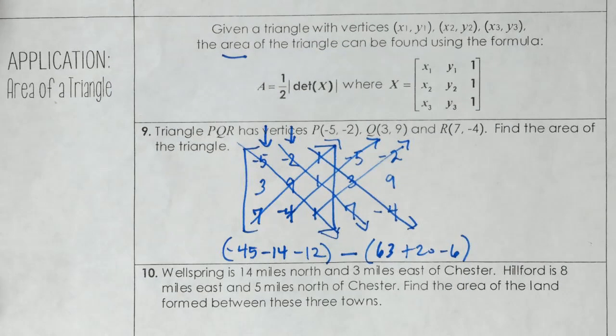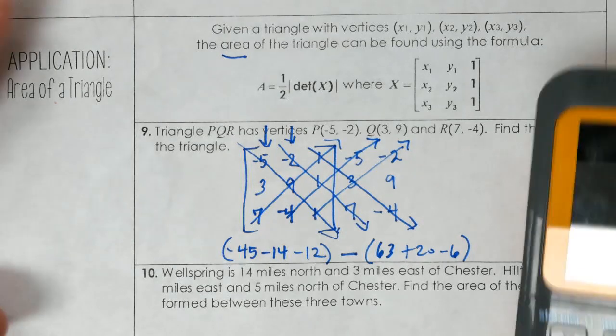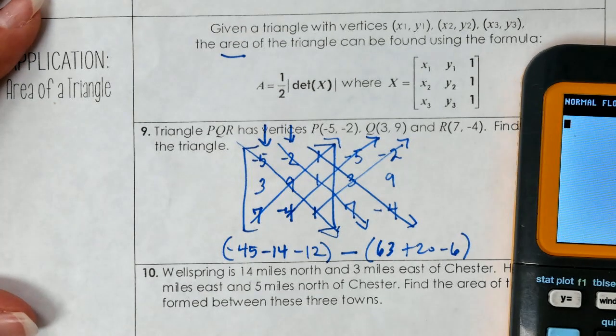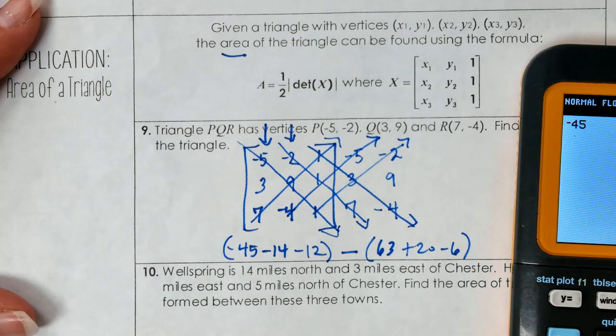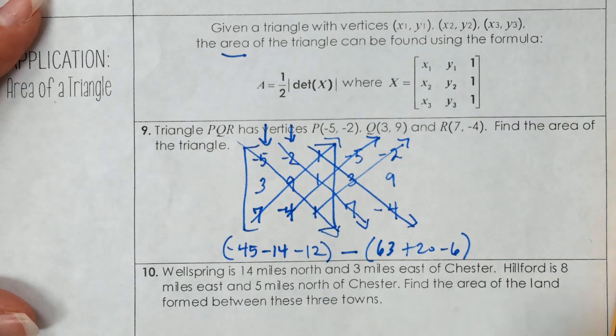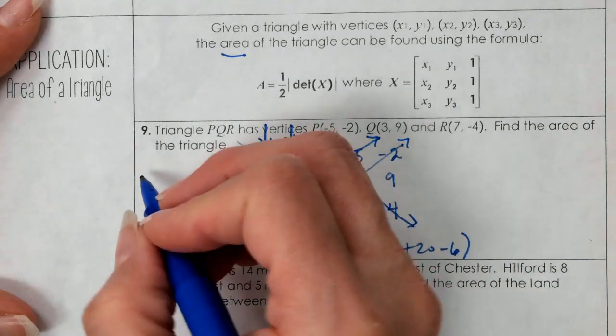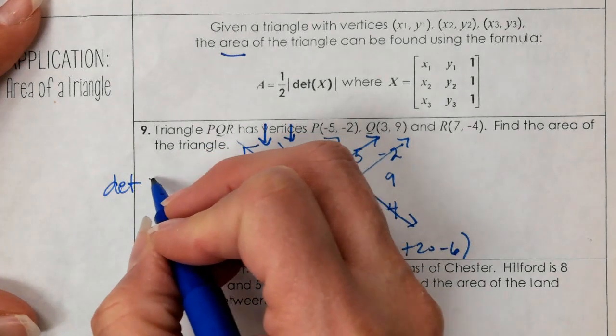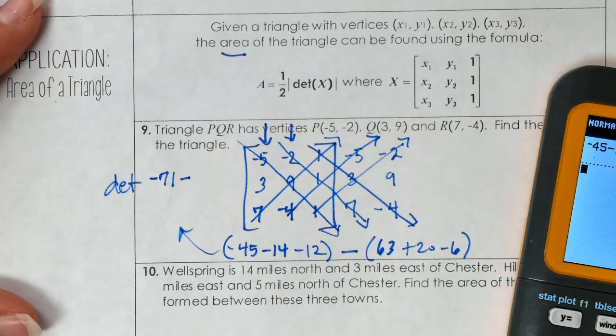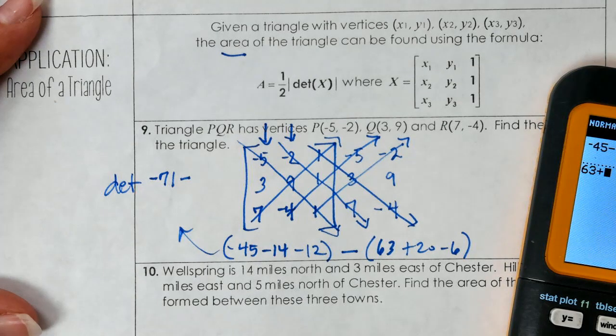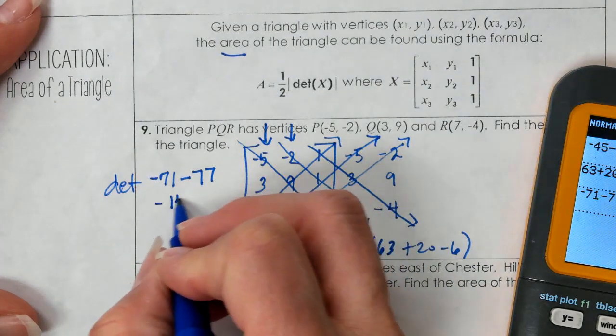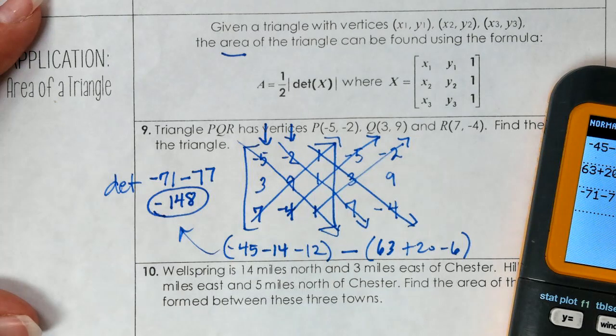So once we do that, I would use my calculator maybe to help do the computing to finish it. So our -45 minus 14 minus 12, that's going to give us a -71. I'm a little out of space, so I'm going to put it right here, our determinant. We have a -71, and we're minusing 63 plus 20 minus 6, that's a 77. So if we have a -71 minus our 77, that gives us a -148, which is the determinant.